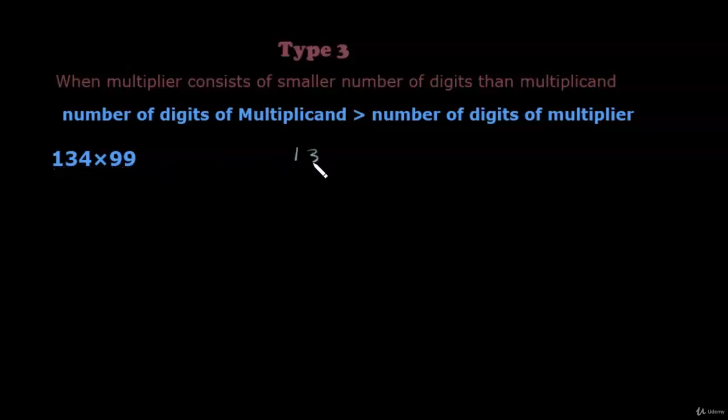So, we have to multiply 134 by 99. Because there are two digits in the series of 9, we will divide this number into two parts, 1 and 34. We have taken two digits separate from the rest of the number because there are two digits in the 99. Now the answer is divided into three parts.